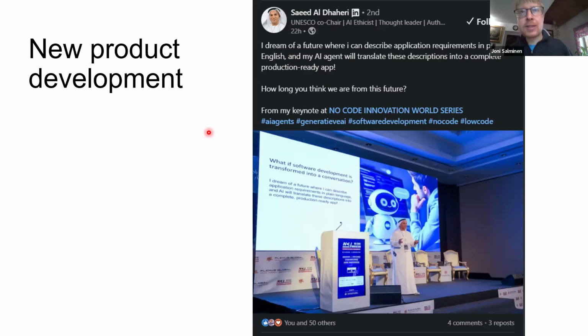New product development. Here's an interesting example of a product developer talking about how, if they have requirements, they're looking forward to AI bringing those requirements to life, and we are already getting toward that direction. There was an interesting idea from Sam Altman, one of the founders of OpenAI, which was that he's looking forward to the situation when the first $1 billion company is created by one person, like one person, $1 billion company.